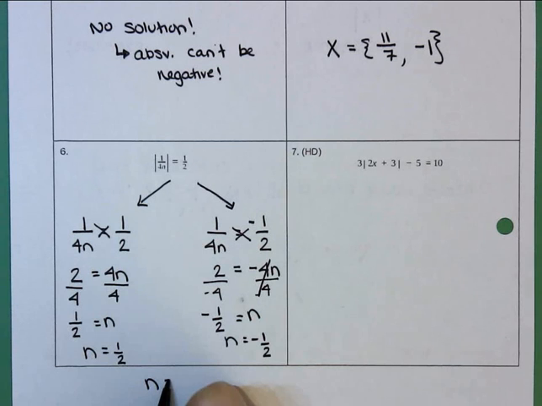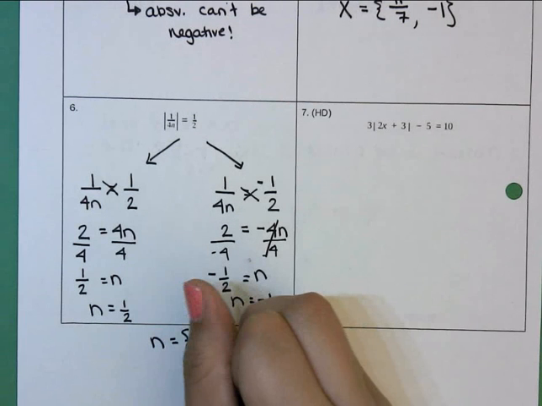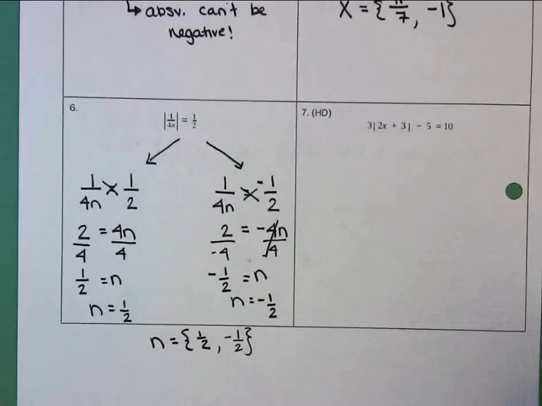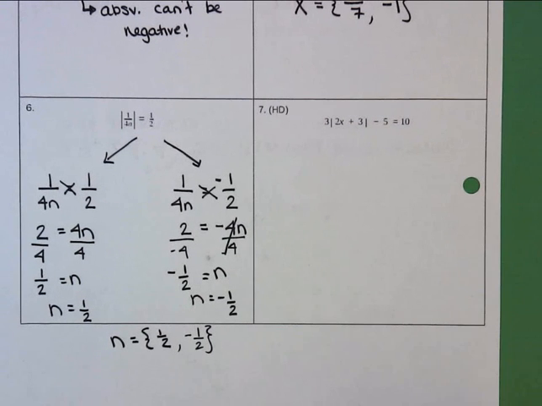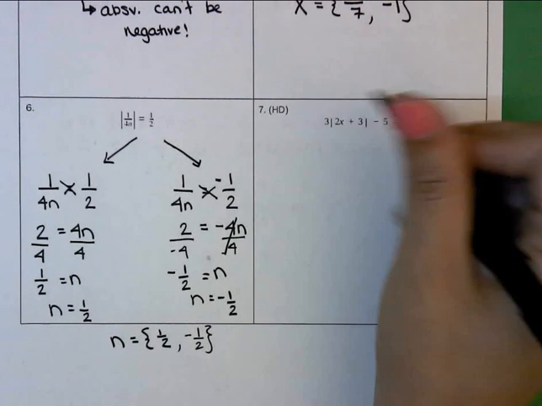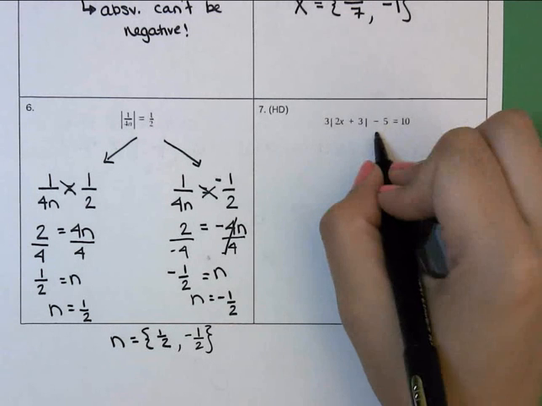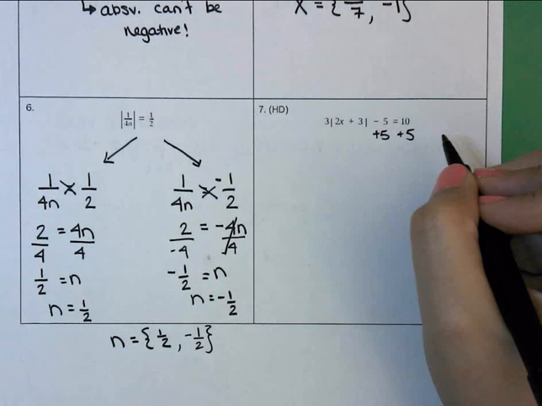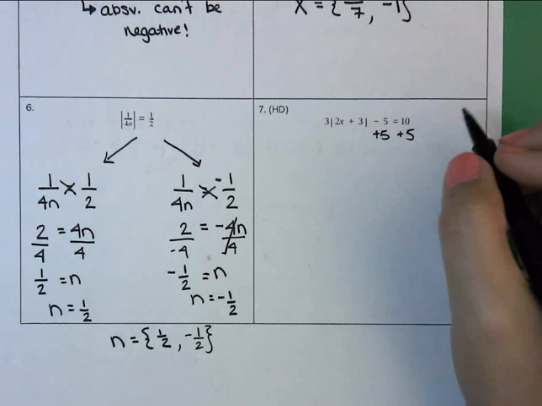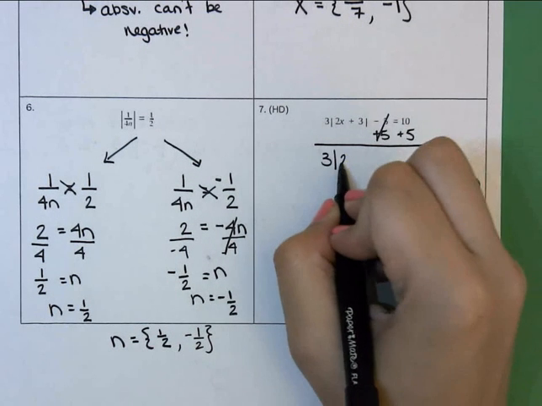So this one's a little bit more difficult. Again, we can try and eliminate as much as we can. So I'm going to add 5 to both sides, which would leave me with 3 times the absolute value of 2x plus 3 equals 15. This is being multiplied, so I can divide this by 3. And when I divide that by 3, I'm left with the absolute value of 2x plus 3 equals 5.